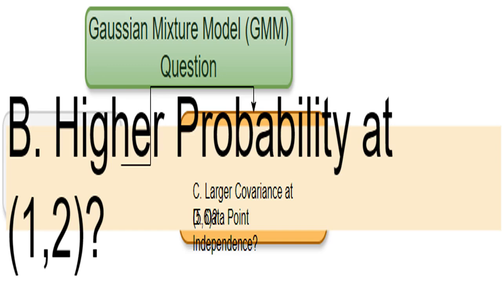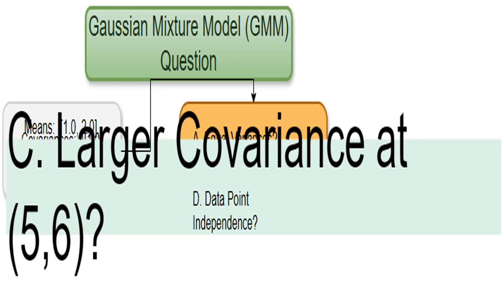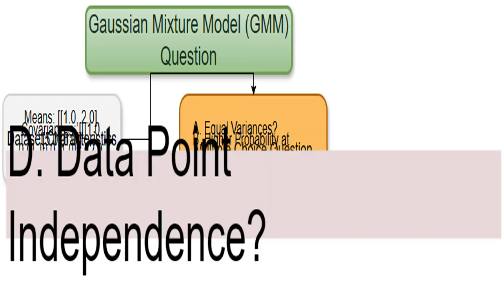Nope. This asks if there's a higher chance a data point belongs to the cluster centered at 1, 2. Since the weight is 0.6, 60%, compared to 0.4, 40%, the answer is true. This asks if the data in cluster 5, 6 is more spread out. The covariance of 5, 6 is 2, 0, 0, 2, which is larger than the covariance of 1, 2, which is 1, 0, 0, 1. Thus, this is true. GMMs assume that points within each cluster are independent, they don't influence each other. This is a core assumption of the model, so this is true.